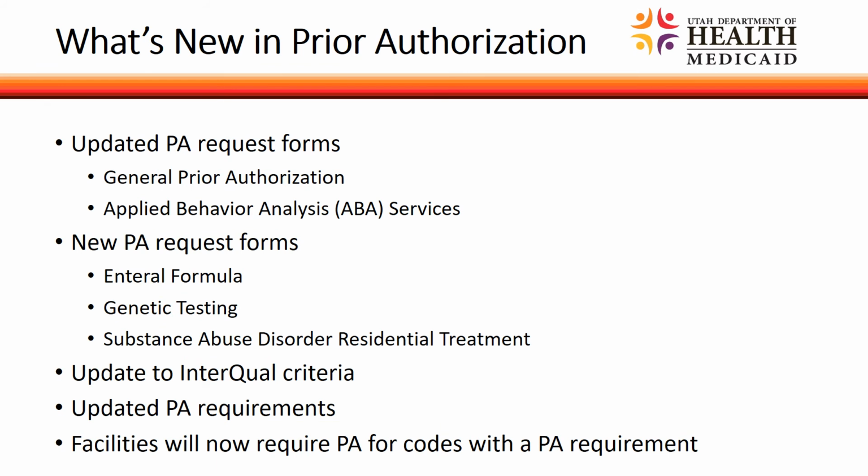Now, before we wrap up the prior authorization portion of this training, let's quickly go over what's new in prior authorizations this year. There are a few new and updated prior authorization request forms. Recently, we have updated the General PA form and the ABA form. In addition to those forms being updated, there are new forms for enteral formula, genetic testing, and substance use disorder treatment. Please watch for forms coming this year.